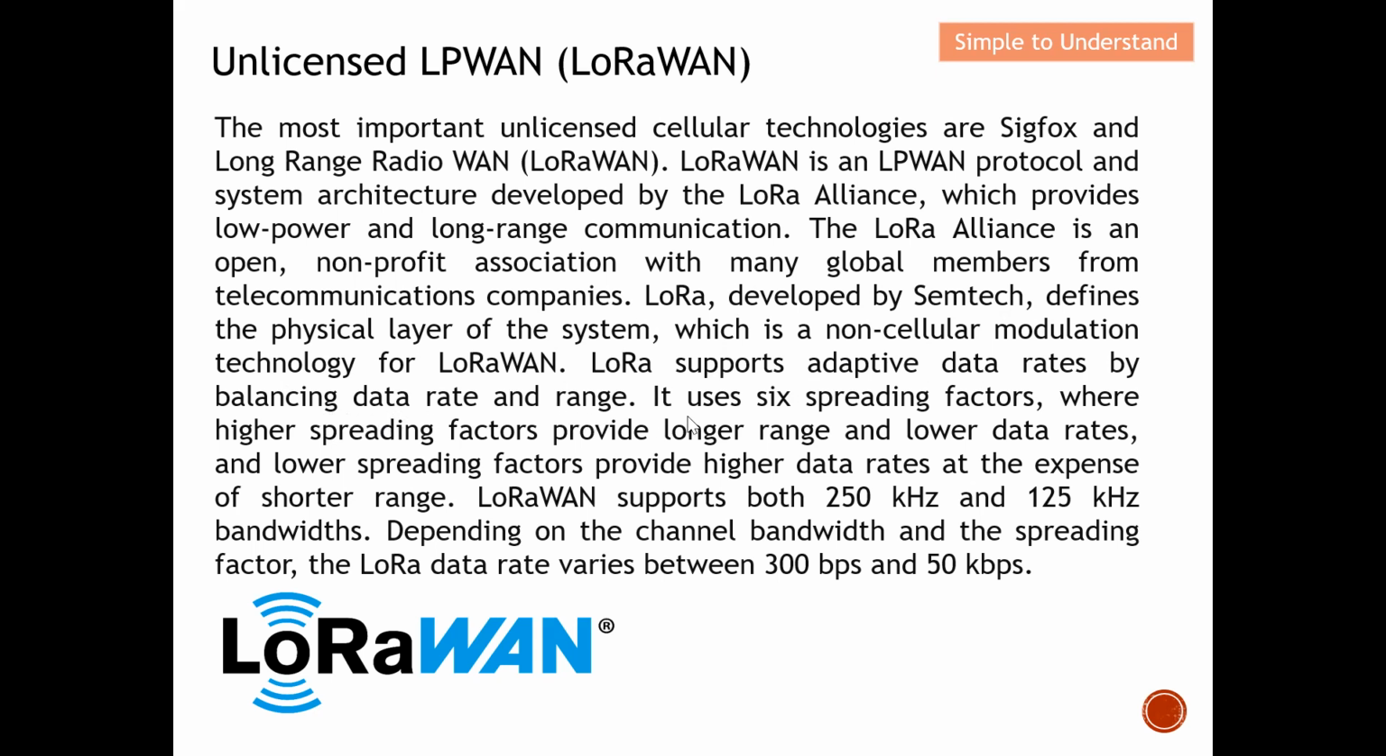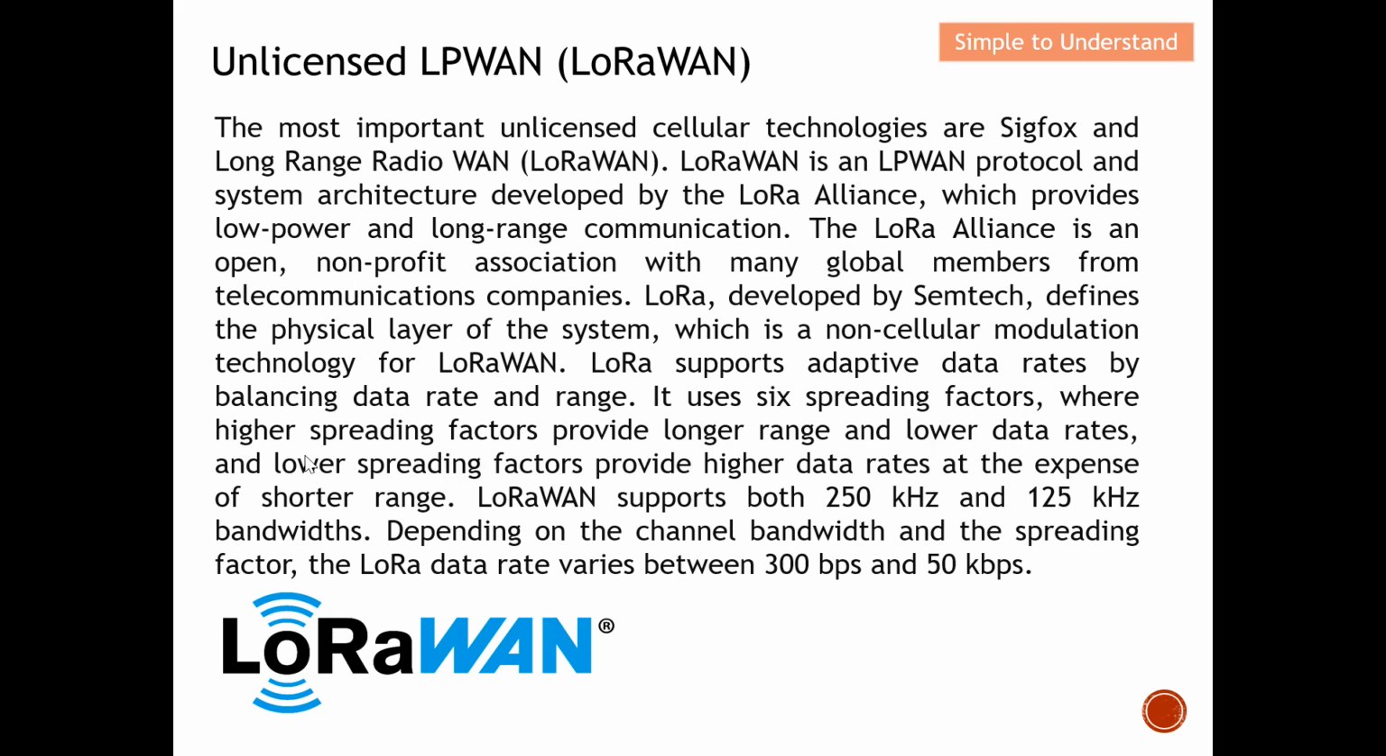It uses 6 spreading factors, from spreading factor 7 to spreading factor 12. So over this range, we have 6 spreading factors: spreading factor 7, 8, 9, 10, 11, and 12. The higher the spreading factor, the longer the range, which means spreading factor 12 provides a long range, but it can carry much less data compared to spreading factor 7. In short, the higher the spreading factor, the longer the range, however, the less data it can carry.